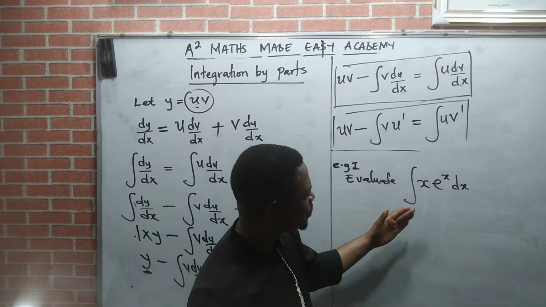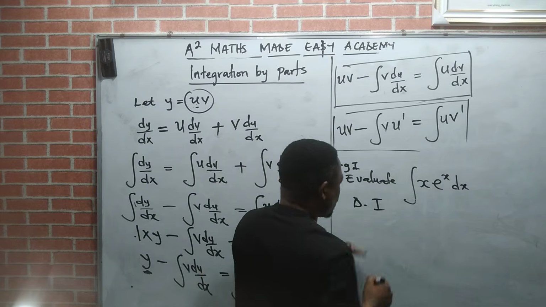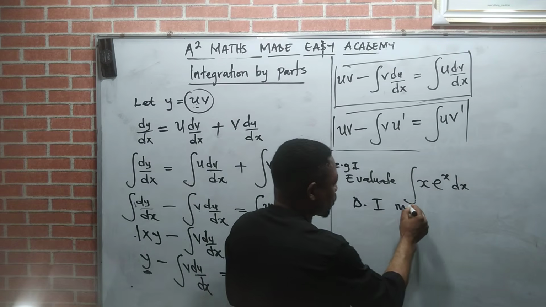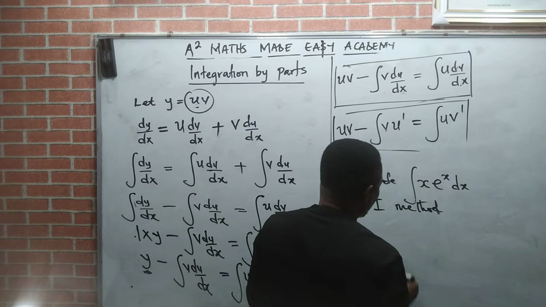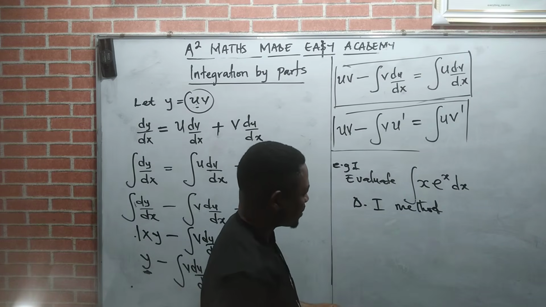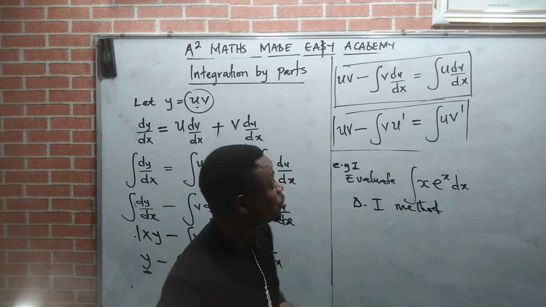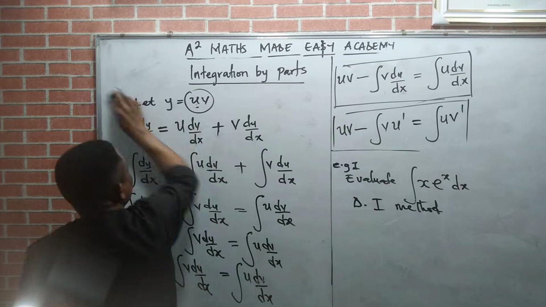Now, I want to use what we call the DI method first, which is a shortcut. We call it the DI method of solving integration by parts. Are you with me? What did I say? DI method. Somebody will ask, Sir A Square, what is the meaning of DI method? I want you to watch. It is very simple.